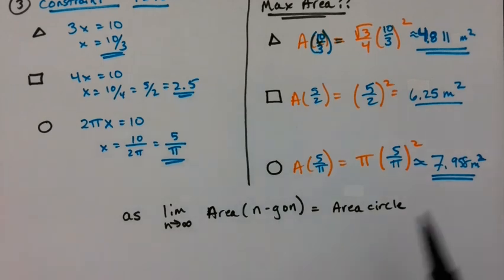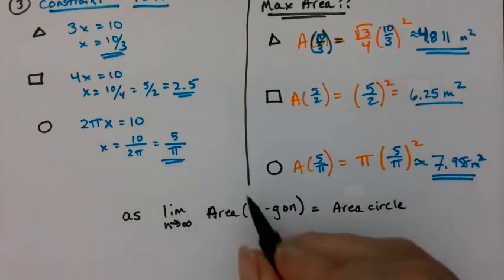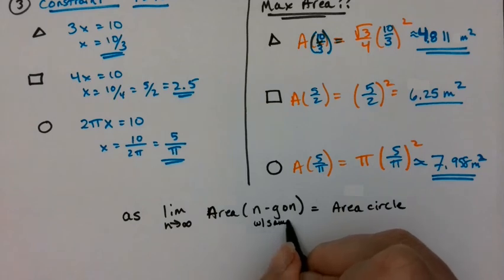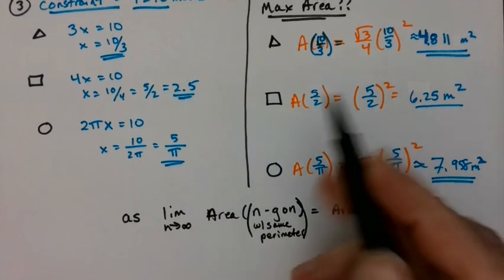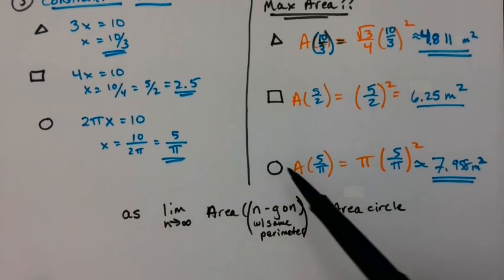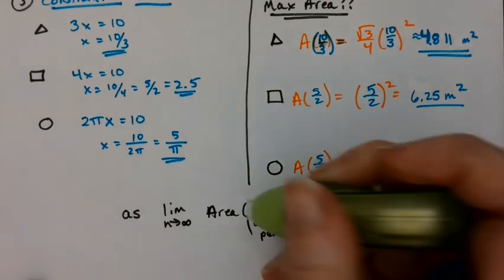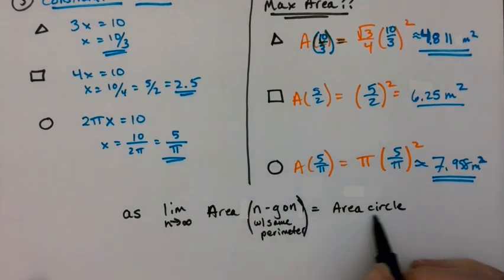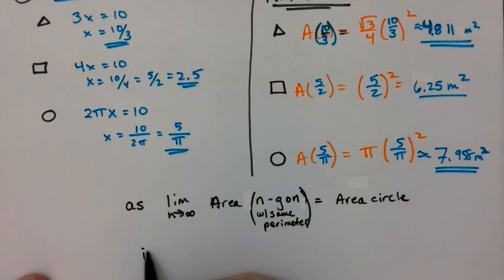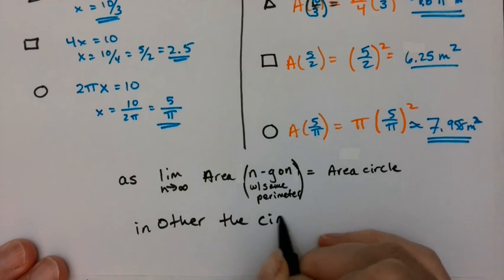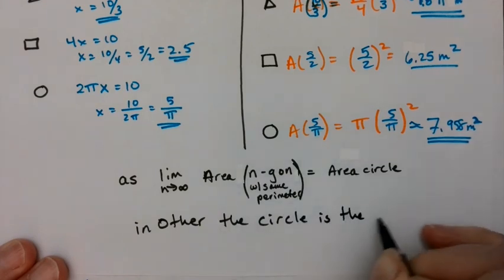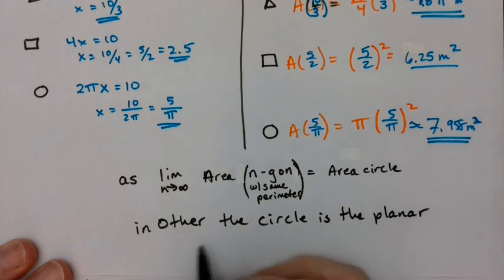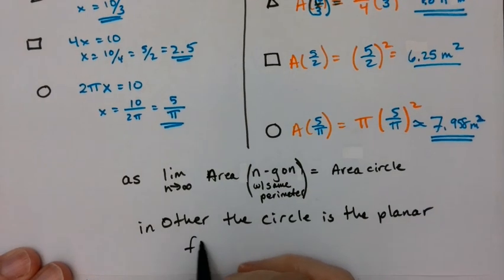Provided that, of course, you're keeping the perimeters the same. N-gon with same perimeter, let me put it that way. Because, of course, you can make a triangle bigger than a circle if you just give yourself a lot more wire to make the triangle than you do the circle. So if you take an n-gon and you let the number of sides go to infinity, then you're approaching a circle. In other words, the circle is the planar figure with the maximum area. And Archimedes was the one that was first figuring this out, and then it was lost to history.